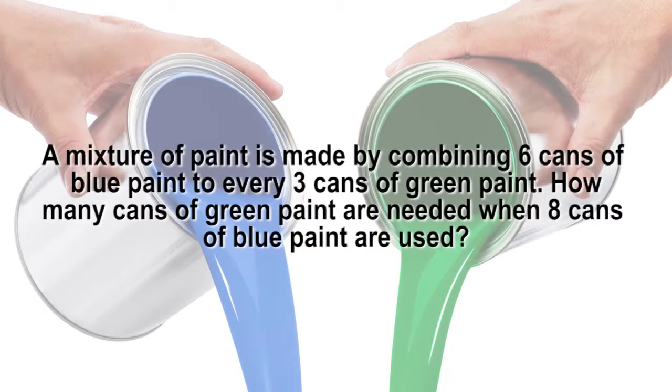A mixture of paint is made by combining 6 cans of blue paint for every 3 cans of green paint. How many cans of green paint are needed when 8 cans of blue paint are used?